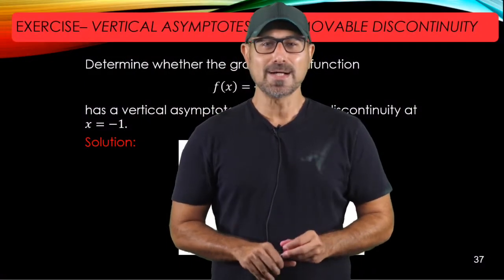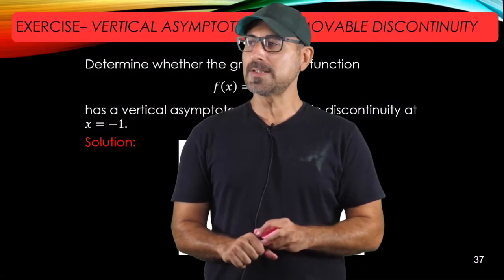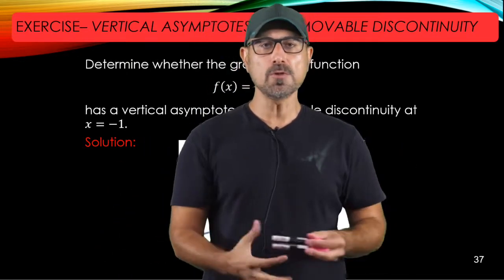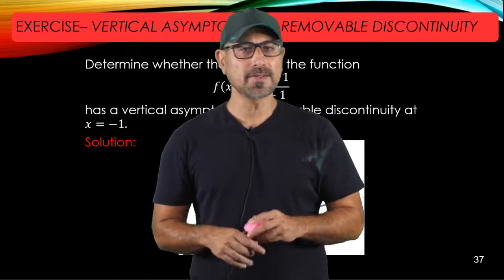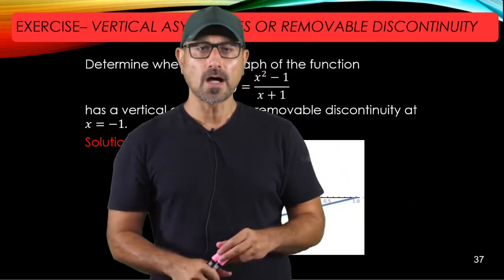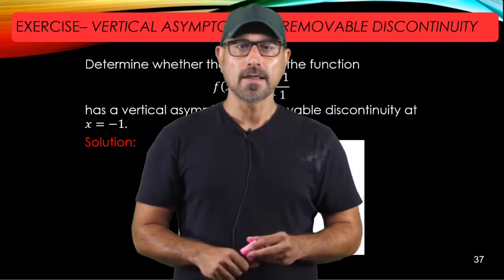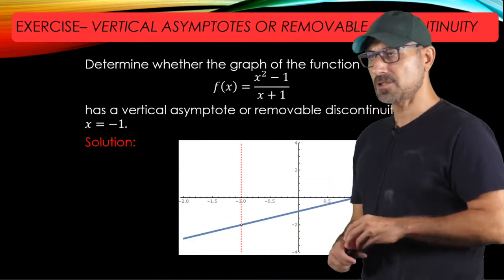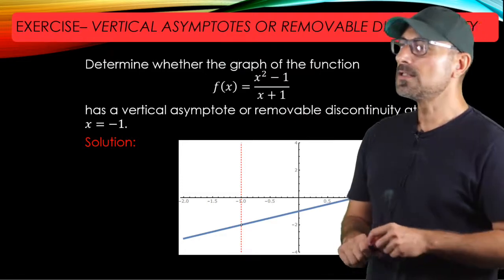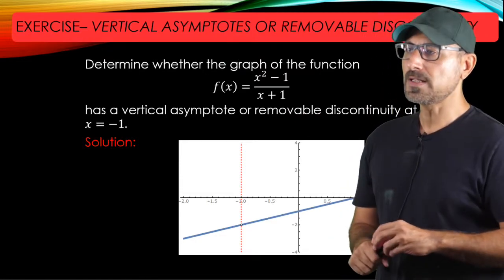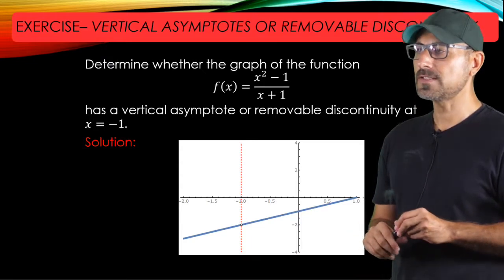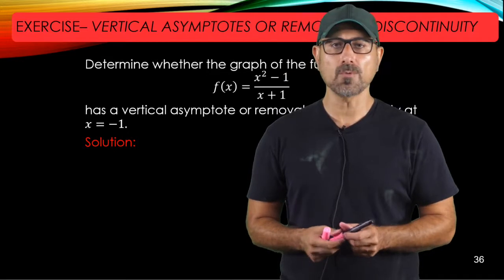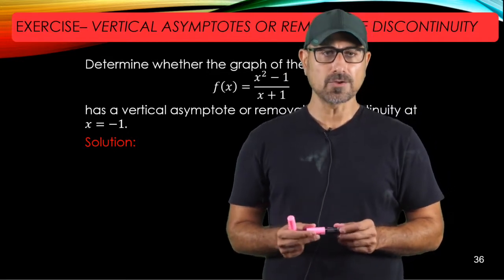Hello, welcome back. In this video, we're going to try to determine if the given function has a vertical asymptote or removable discontinuity, because these two things are confused by students. We're going to investigate this for the given rational function (x squared minus 1) divided by (x plus 1), and the point that we're talking about is x equals negative 1.